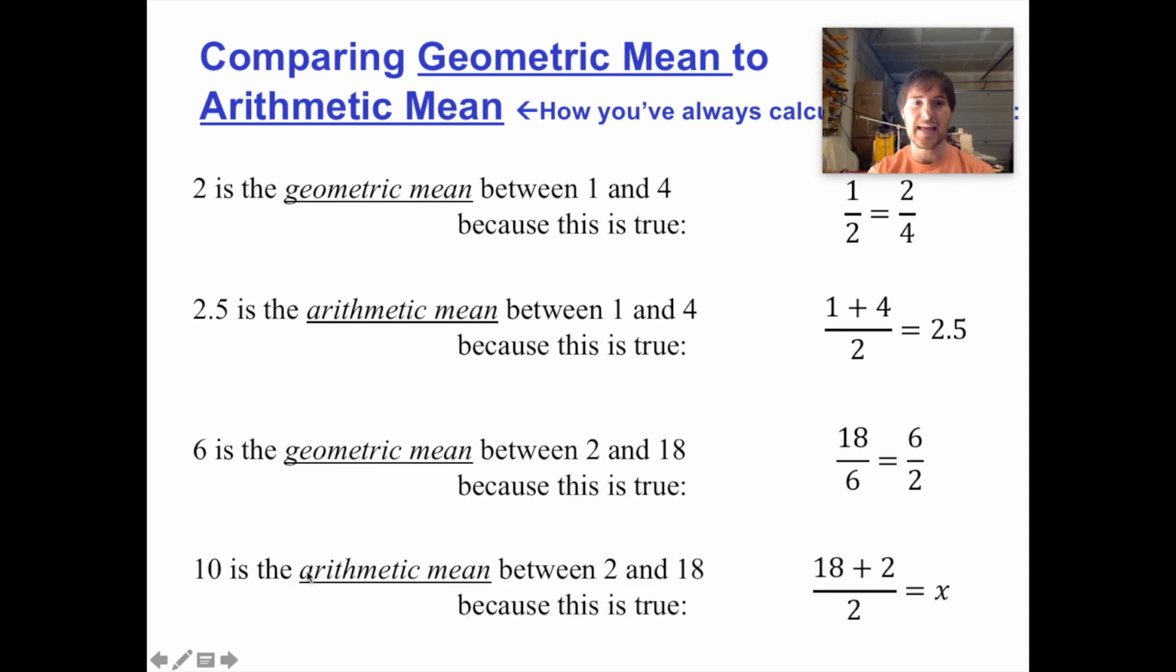And here, 10 is the arithmetic mean between 2 and 18 because here we go. 18 plus 2 over 2, right? That's going to equal 10, okay? 18 plus 2 is 20, divided by 2 equals 10, okay? You with me?